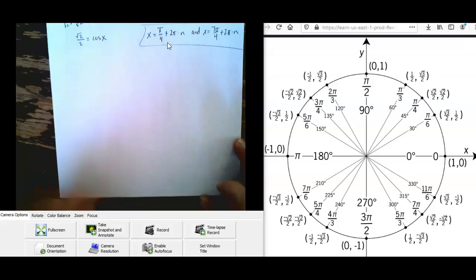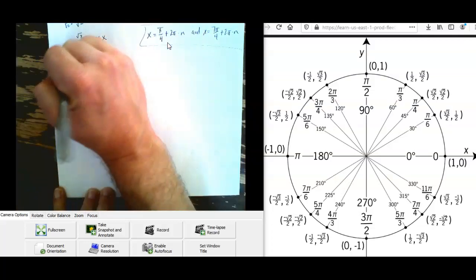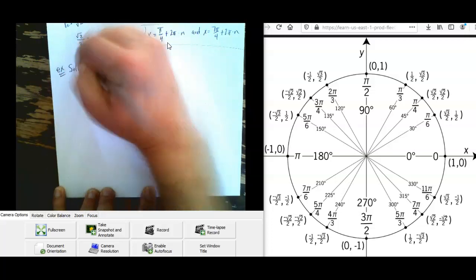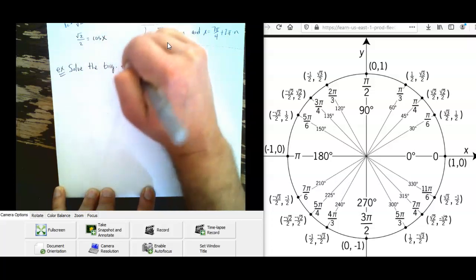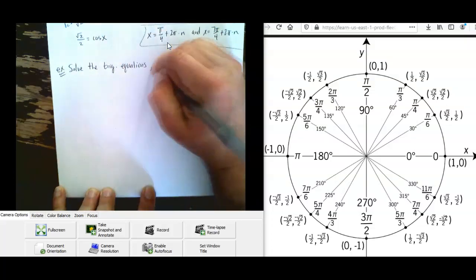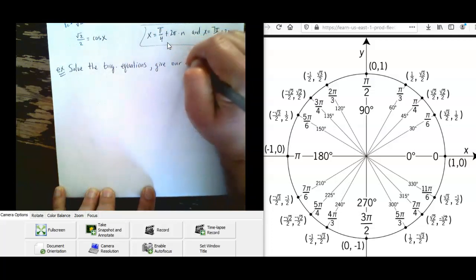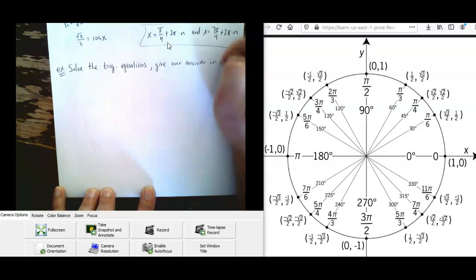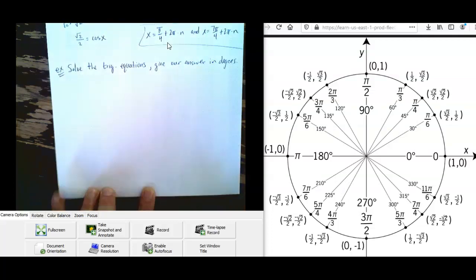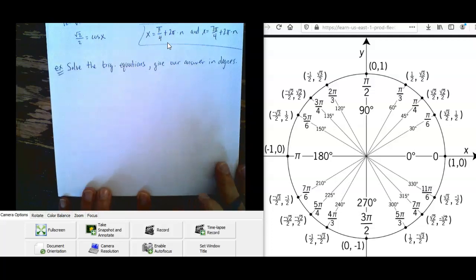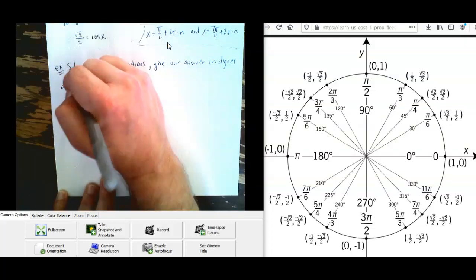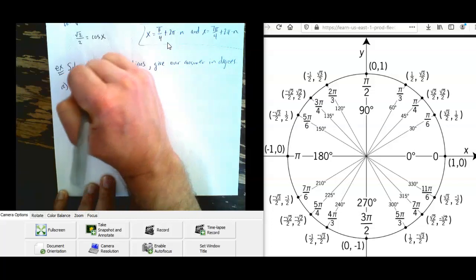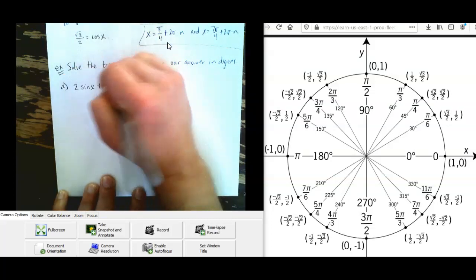What happens if we have a more complex equation, let's say? Solve the trig equations. And we want to give our answer in degrees. Okay, so we want to find all of the solutions for the trig equations, but let's give our answers in degrees this time. Okay? So let's do this one. How about 2 sine x plus 1 equals 0.